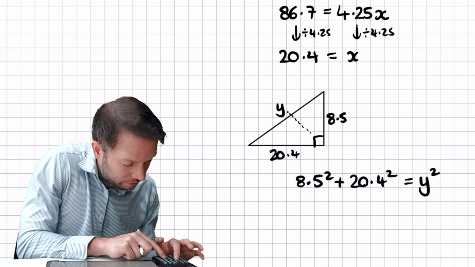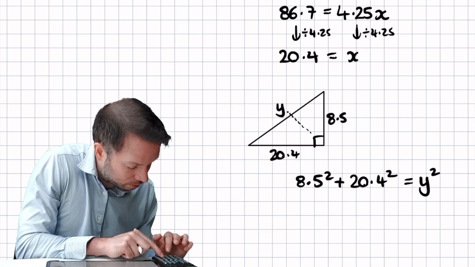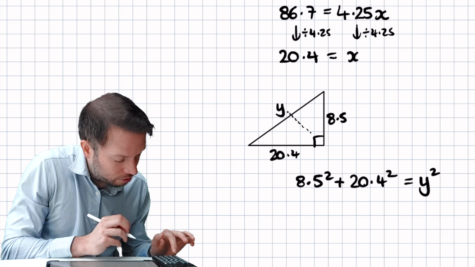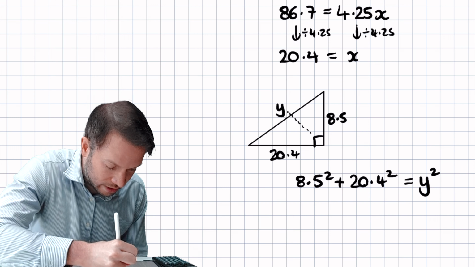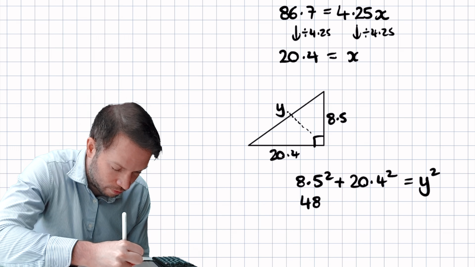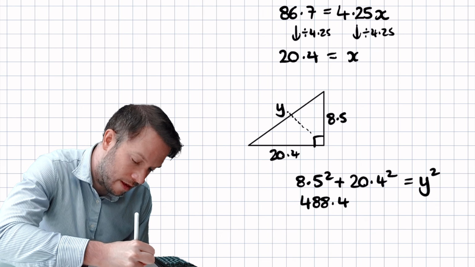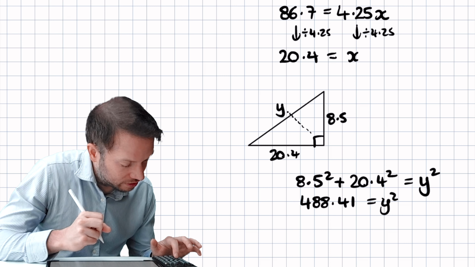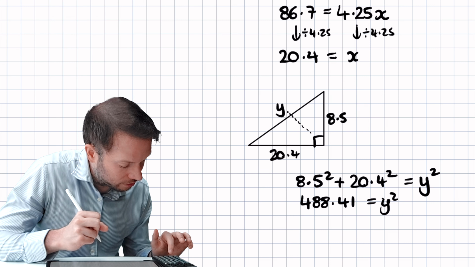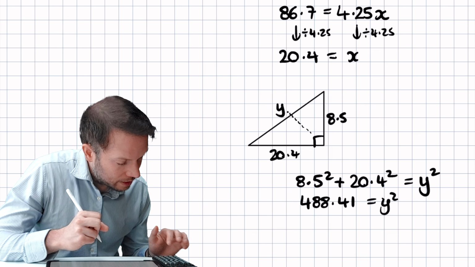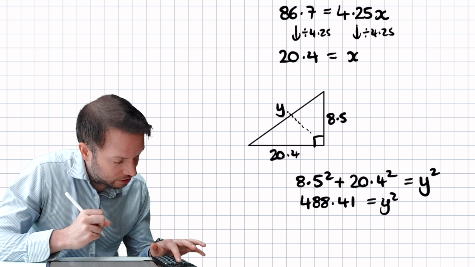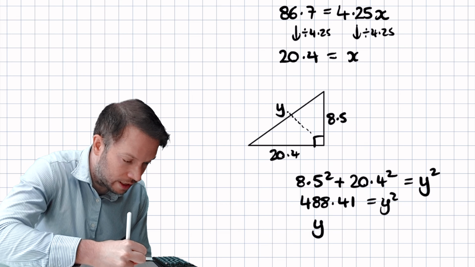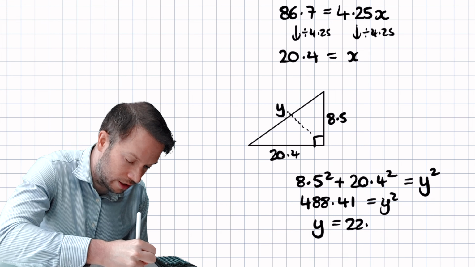And then we can use our calculator to simplify this. So I'm going to do 8.5 squared plus 20.4 squared. And that is equal to 488.41. Now I want to get rid of the squared on the y, so I work out what y is. So I just do the square root of that answer. And that is equal to, it's actually quite a nice value, 22.1. So y is 22.1 centimeters.